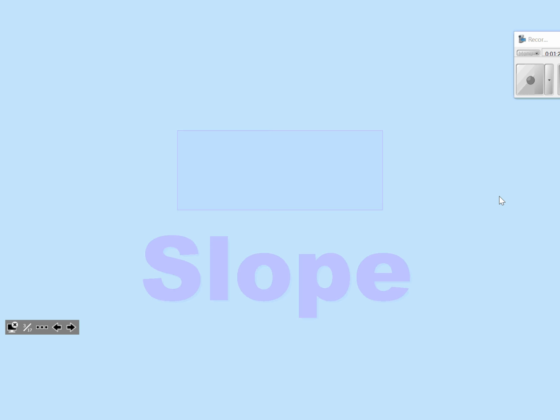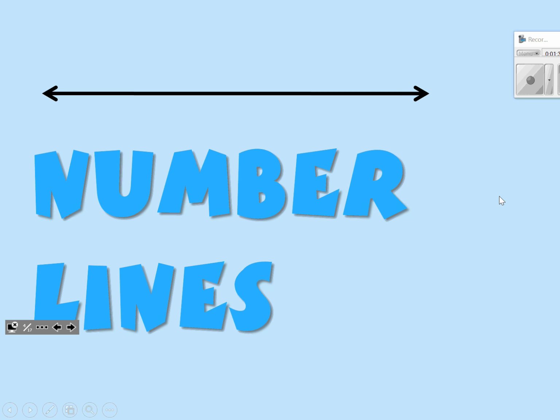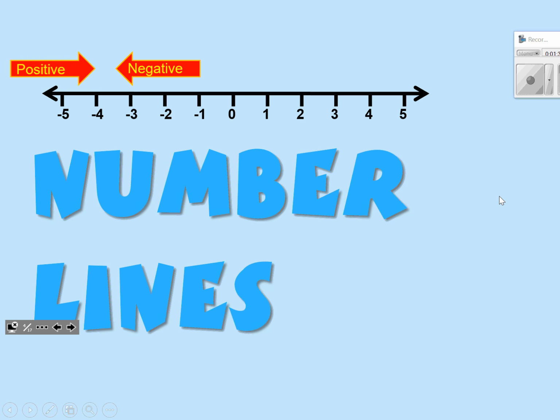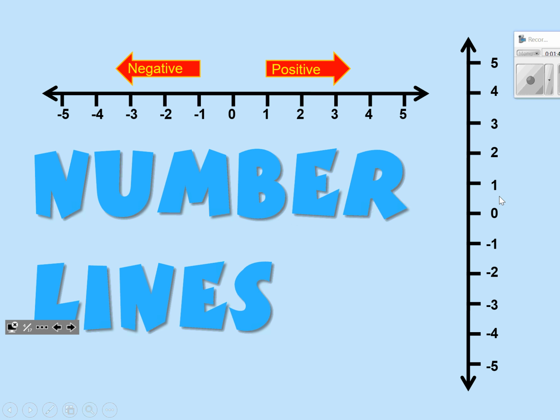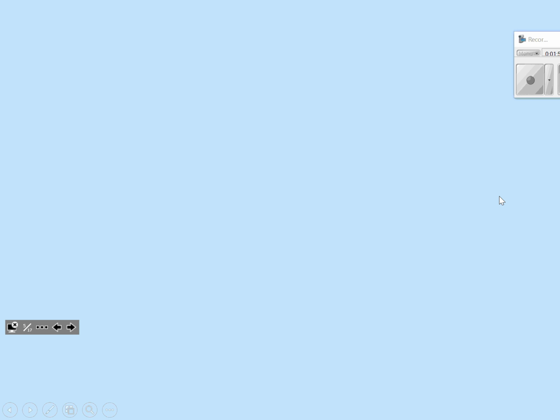So, let's review. You guys know about number lines. You guys know there's a horizontal number line. You guys know that numbers to the left of 0 are negative. Positive numbers go to the right of 0. On a vertical number line, if they're negative, they go down from 0, and positive numbers go up from 0.